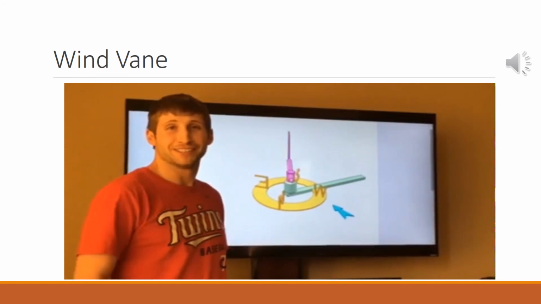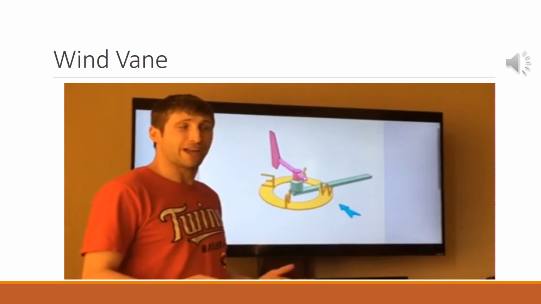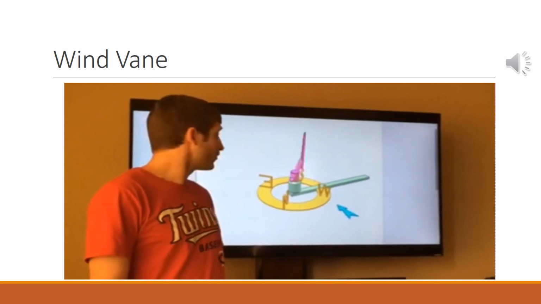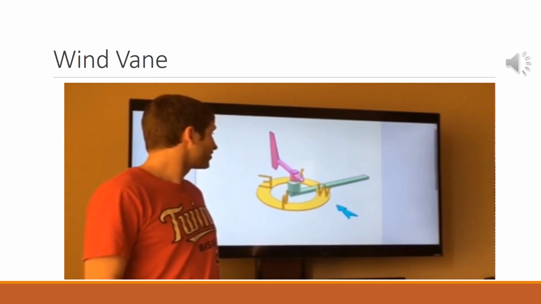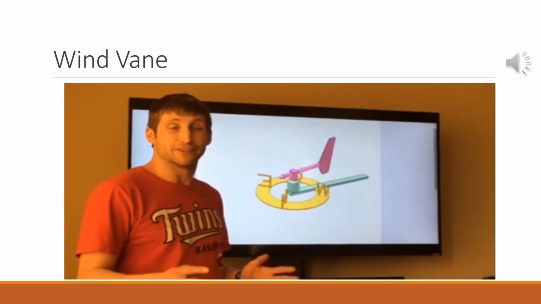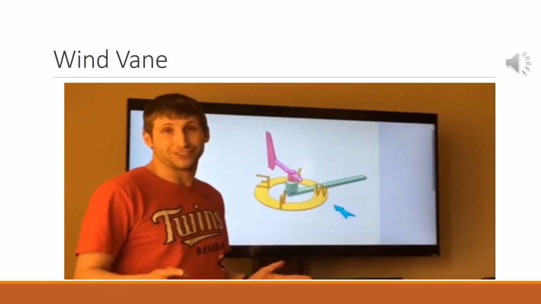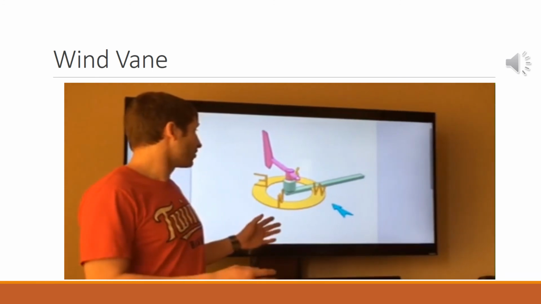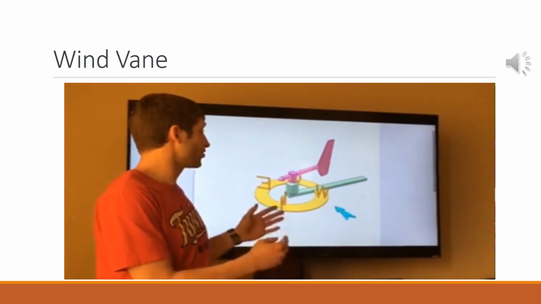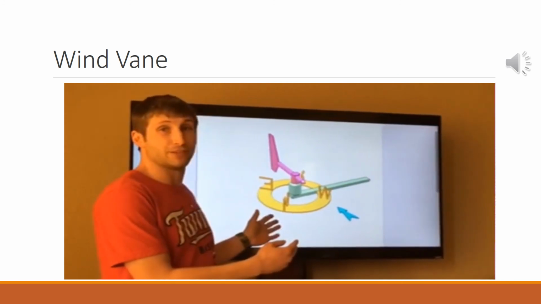Hi everyone. Today we're going to learn about how wind vanes work, and specifically what actually makes them point in the direction the wind is actually coming from. The first thing that we're going to discuss is that a wind vane points in the direction the wind is coming from, not in the direction that it is going. This is contrary to a windsock. So now that we know that the wind is coming from the direction the wind vane points, we're going to discuss why the wind vane turns and points in that direction.